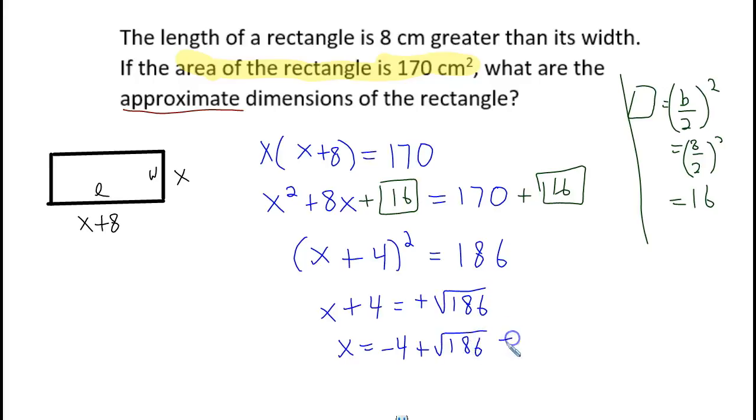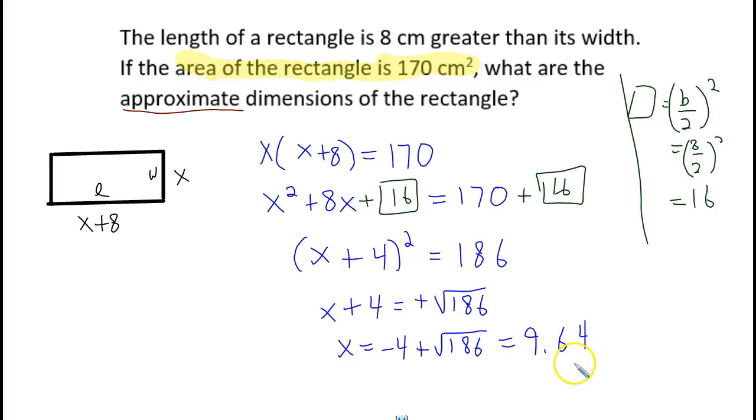We can actually just put this in our calculator. Negative 4 plus the square root of 186. And this should give you 9.64 approximately. You're going to have to round it, right? I'm going to go 2 places past the decimal, 9.64.